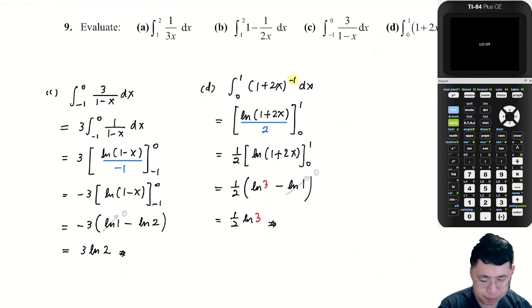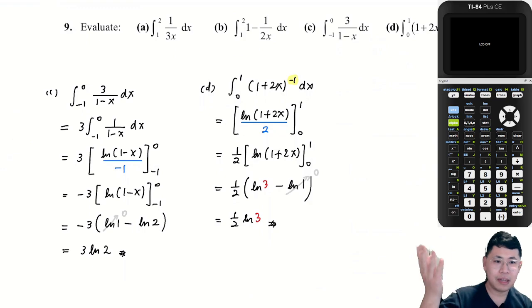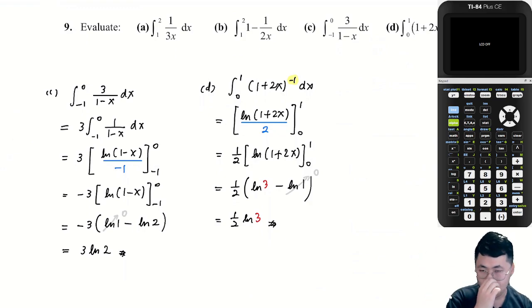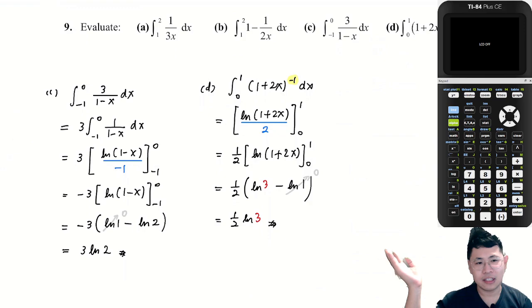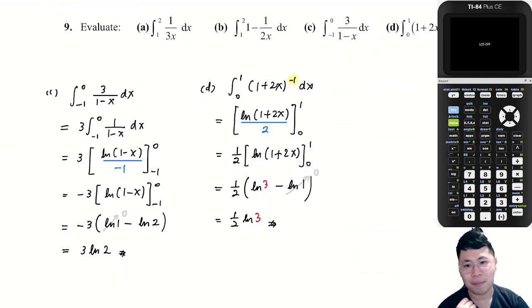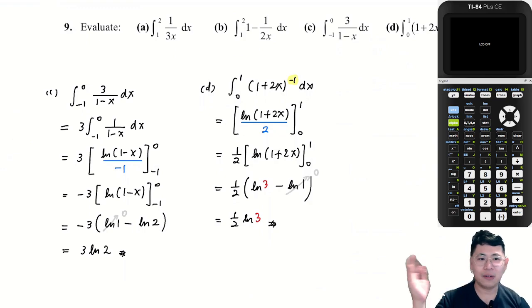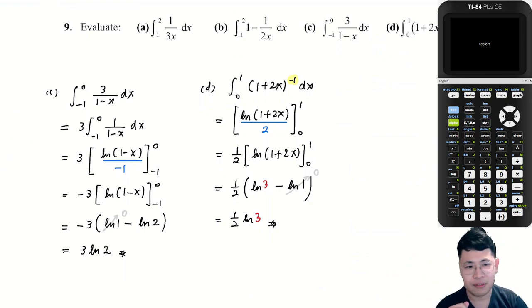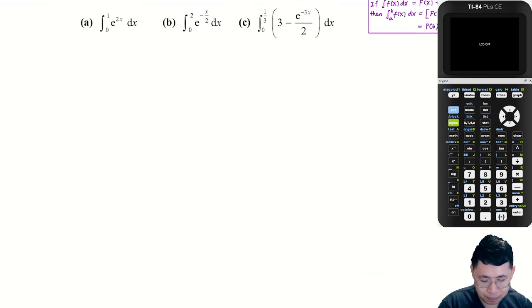However, if they have more marks, let's say 2 or 3 marks, then they are asking us to evaluate in exact terms, or they will specify for us to evaluate in exact terms. Otherwise, if it's just a 1 mark question, we can just make use of our beloved GC for the answer. So moving back to question 10.